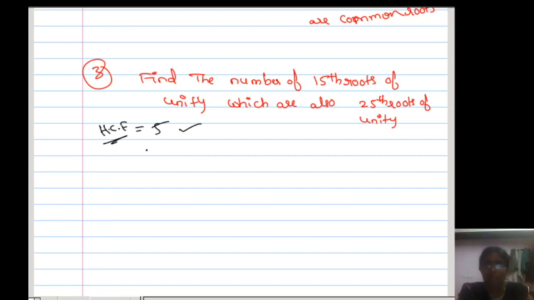But we will do the problem because we have to do the problem here. So let us see how to do the problem. Do it first here. Find the number of 15th roots, first 15th roots of unity. What is the meaning of 15th root of unity? x power 15 minus 1 equals 0. Okay, let us divide into two parts.